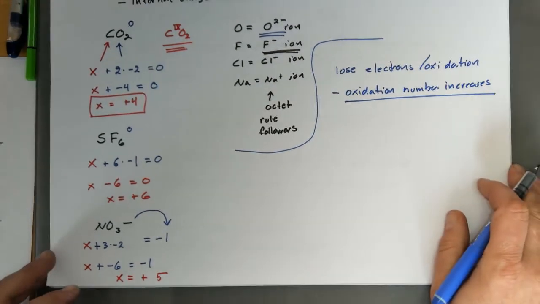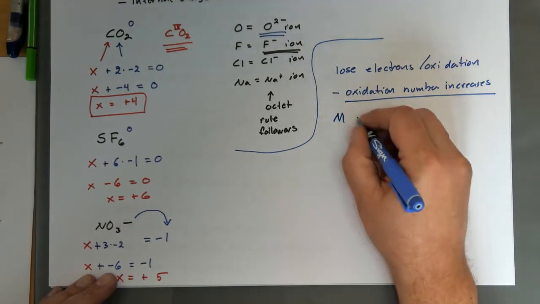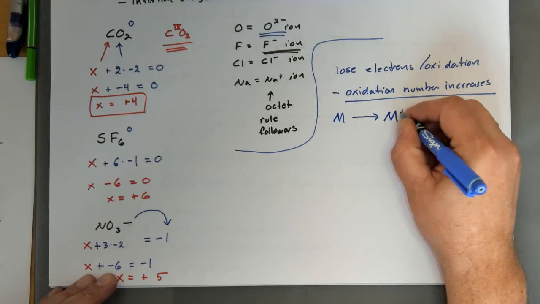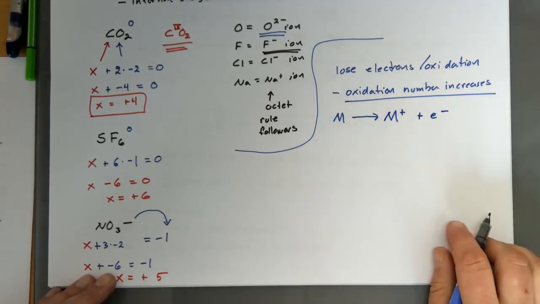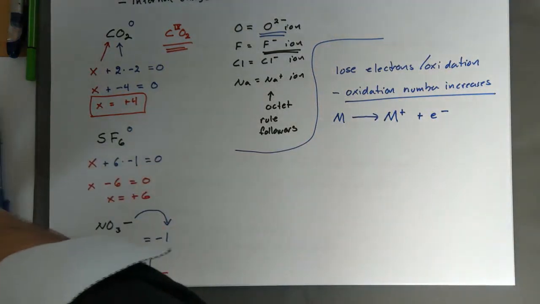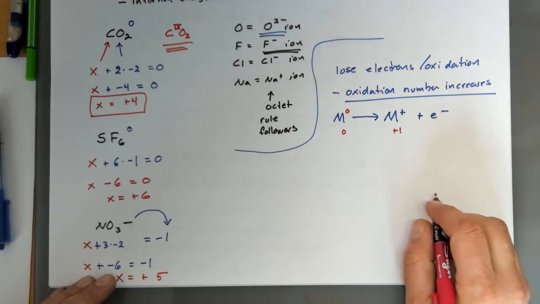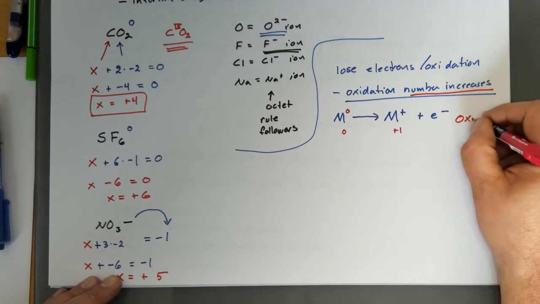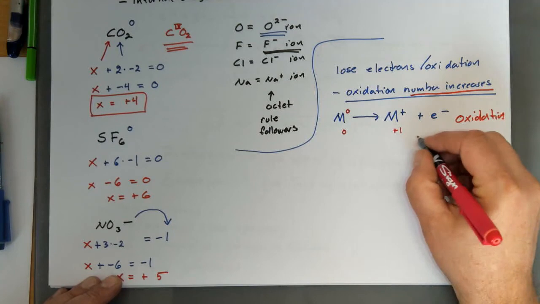So let's look at an example here in general. Here we have a metal M that is oxidized and becomes M+, just like sodium in our previous example. Obviously, the oxidation number in this case has gone from 0 to plus 1. So we have an oxidation number increase. That's oxidation, right?